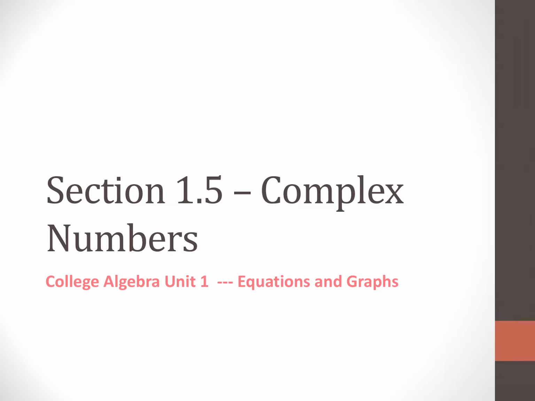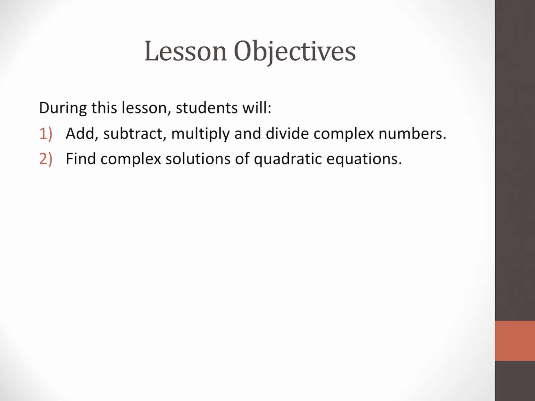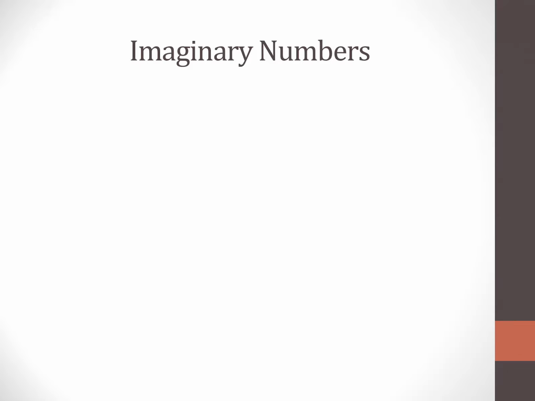All right, today we're going to look at section 1.5, which is complex numbers, or the i's, the imaginary numbers, as you guys like to call them. We're going to add, subtract, multiply, and divide them, and then find complex solutions to quadratic equations, so we can have negatives under our square root now. So we'll start with just imaginary numbers and the definition.